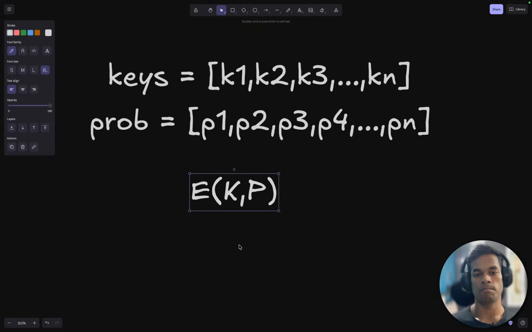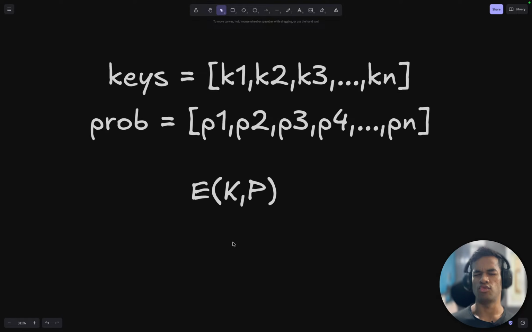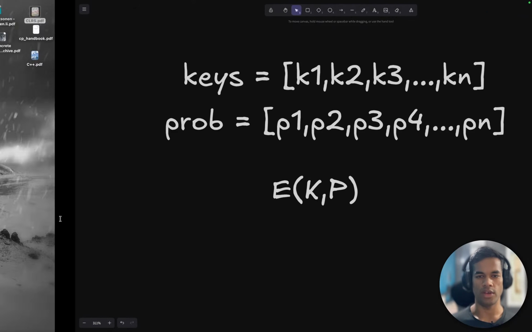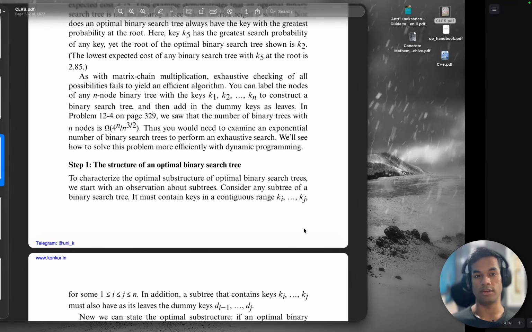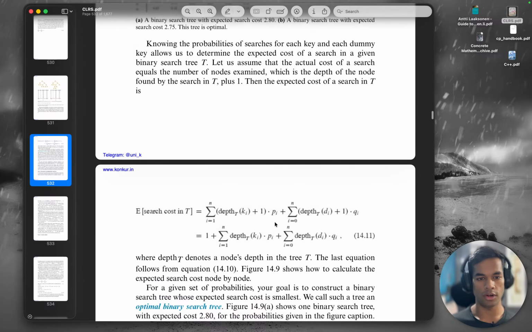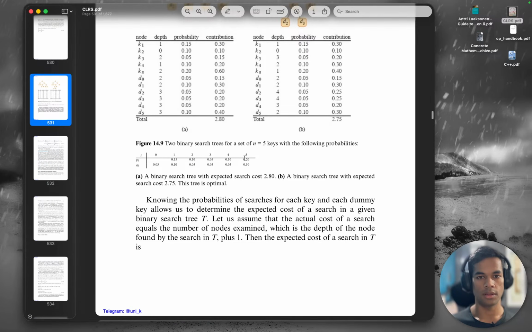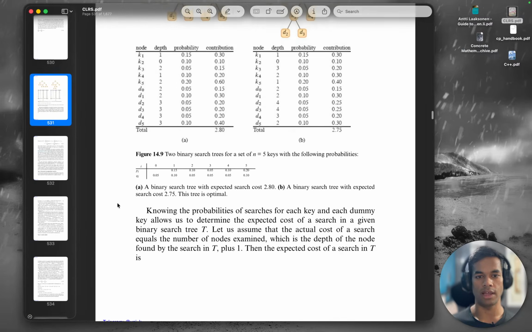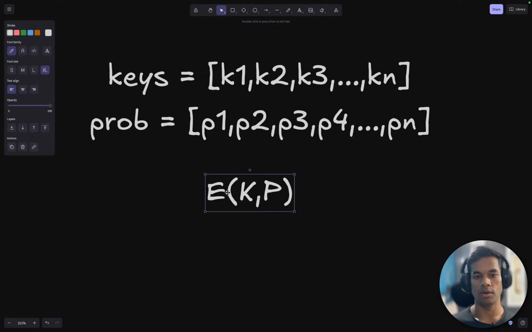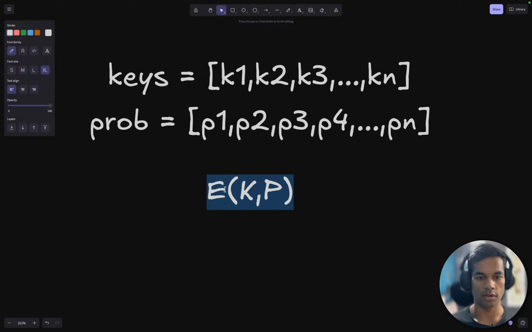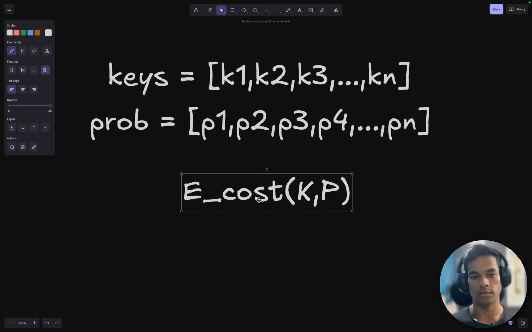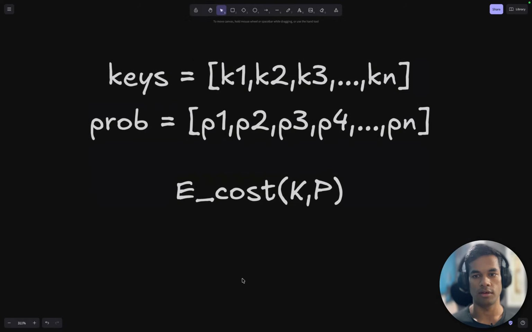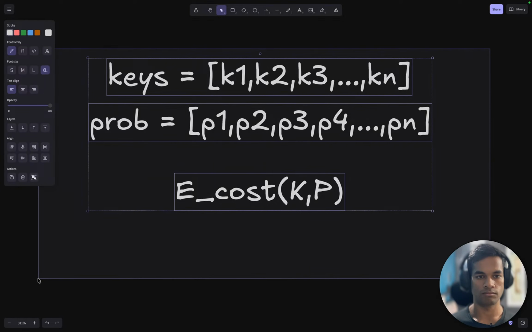What do we have to do? No, we are not trying to reduce the expected value. We are trying to reduce the cost, because by expected value here we do not mean the value of the key, but the value of the cost. So a better name for this would be expected cost for these variables, and that is what we want to change.